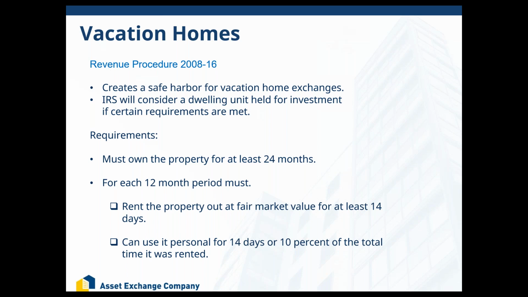So let's say during the 12-month period, you rented the property out for 200 days. 10% of 200 would be 20, so you could use it for 20 days personal use instead of the 14. If that property meets those guidelines, it qualifies as an investment property, and you can use it in a 1031 exchange. Now, if it doesn't meet those guidelines, I wouldn't necessarily say it would be disqualified.